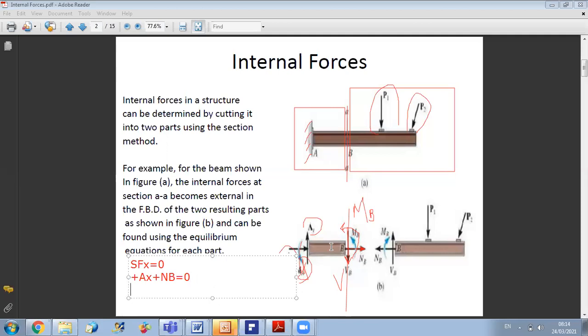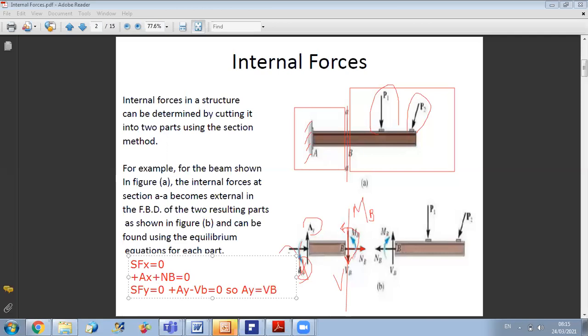Okay. And to get VB, you do sum of Y on this part equals to 0. So you will get plus AY minus VB equals to 0. So AY equals to VB.